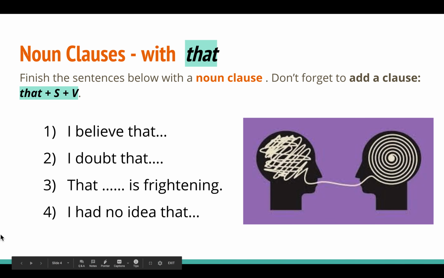And number 4, I had no idea that. Here we have an object noun clause. I had no idea that you spoke so many languages, right? Here we have an object noun clause, so it goes at the end of the sentence. So again, your answers could be very different. Just make sure that they begin with that and that they're followed by a subject and verb and that the whole sentence makes sense, and then you're good to go.